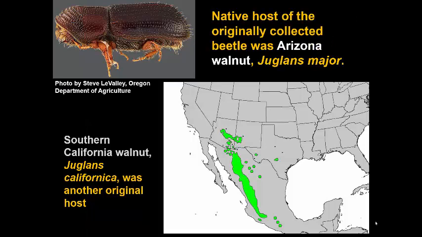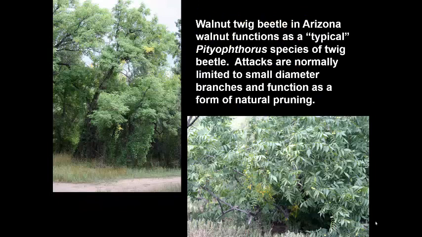So in that area where it was collected, what it was feeding on was a kind of walnut called Arizona walnut, Juglans major, that grows down there. A second kind of walnut that grows in Southern California, Juglans californica, the Southern California walnut, is also another original host. The problem is that this beetle, when it gets into a susceptible kind of walnut, like black walnut, the walnut native to the eastern half of North America, the highly valuable walnut, it produces a disease condition that is far more aggressive than what you'd ever see in the native plants.